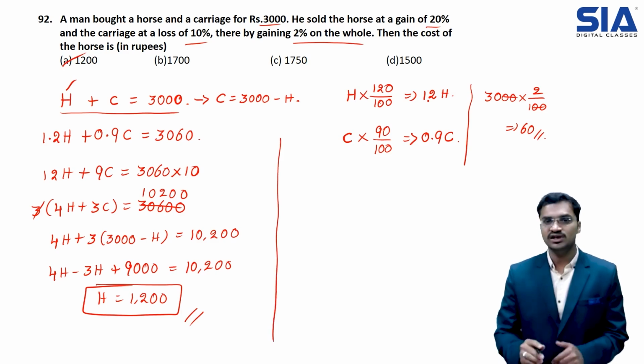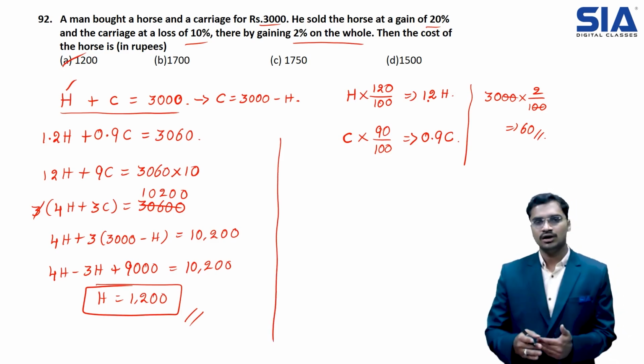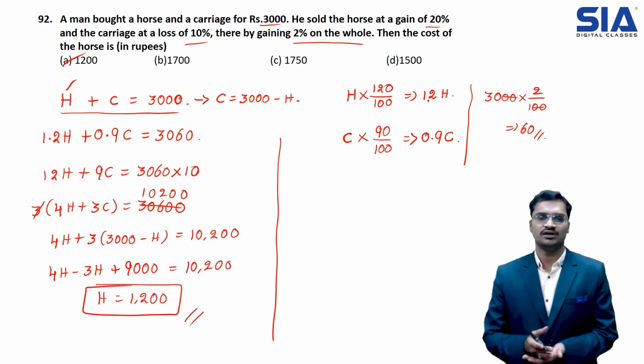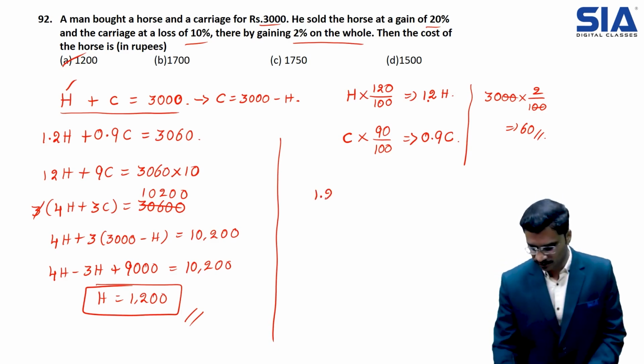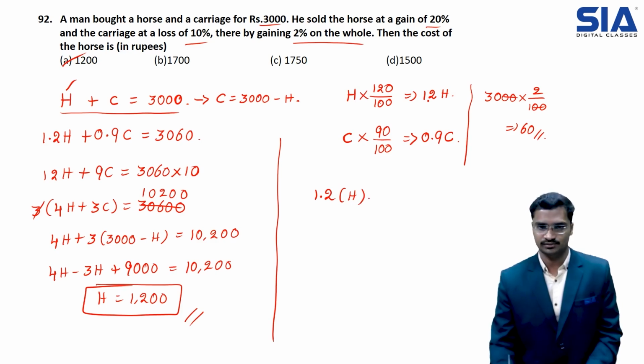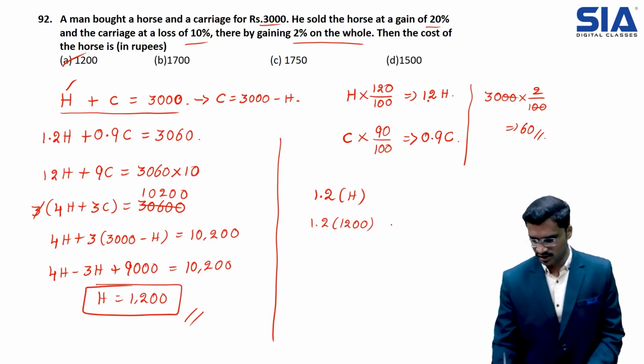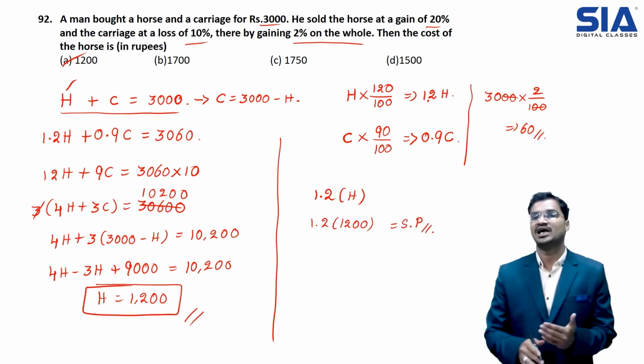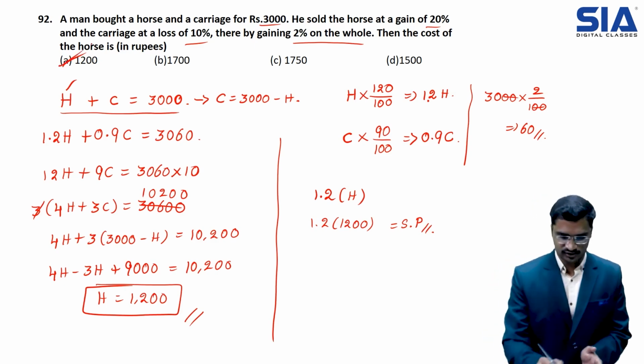Instead, if he is asking what is the selling price of that horse, what we should do is multiply it with 1.2. So 1.2 H is the selling price. So 1.2 into 1200 is our selling price of the horse. So in this question, he has asked only for the cost. So cost price of the horse is 1200.